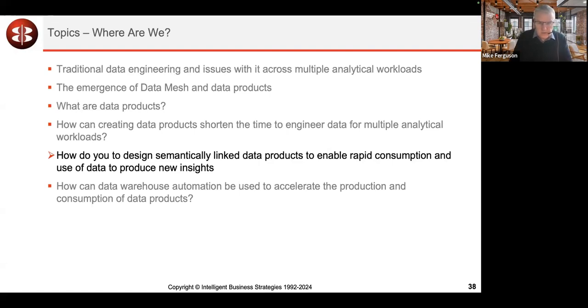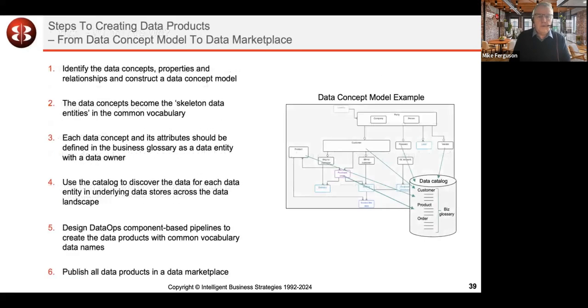And of course, from a designing perspective, the way in which you can do this is to, for example, take your data concept model that I mentioned earlier. Every concept within a concept model can become a data product. So you can document those within the business glossary within your catalog. Once we have that, it gives us the bones, if you like, the skeleton of these data products, a customer or a product or orders.